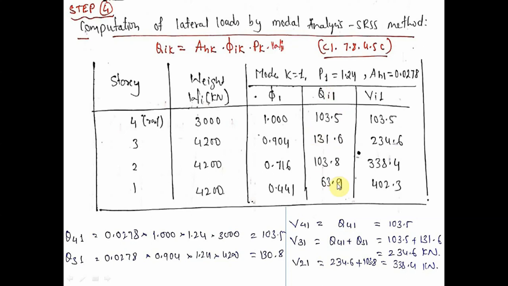Now from Q_i I have to get values of shear force. This is the combined shear force, cumulative values. So this is at the top, so V41 is equal to Q41 as it is. Now at the third floor, this plus this together gives me this combined value. At the second floor, 1, 2, 3 all together will give me 338. At this floor all these three together give me this value. So get the value of V. V is the combined force values.